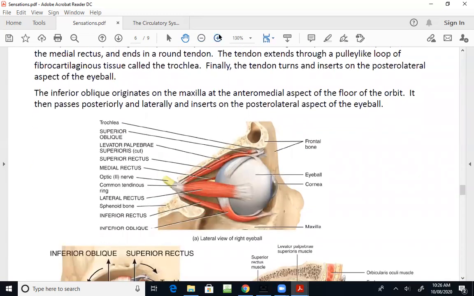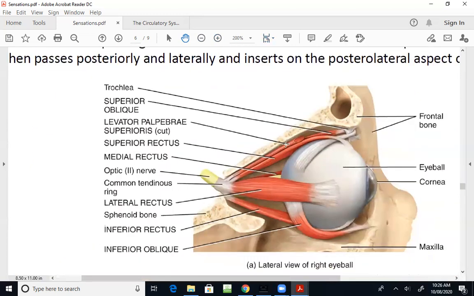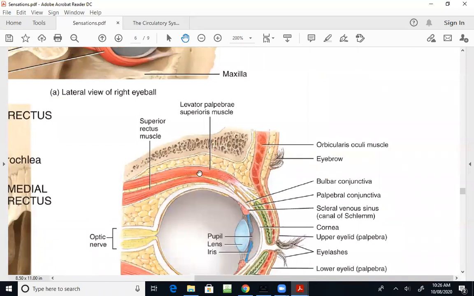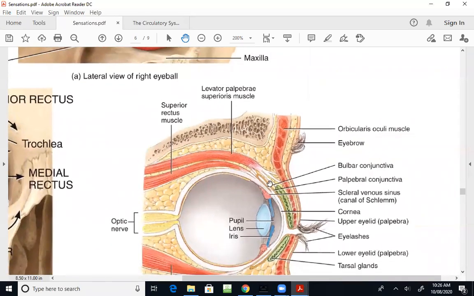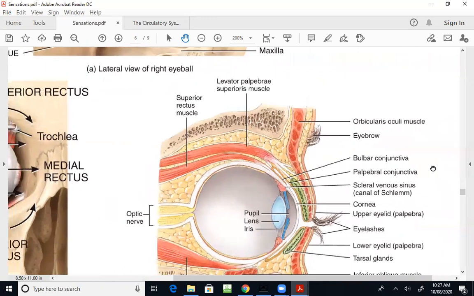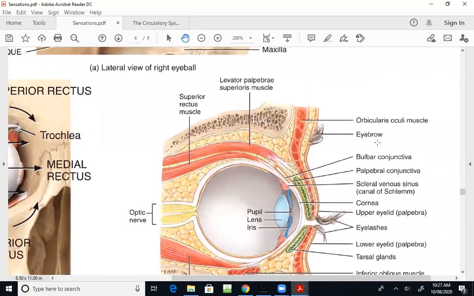Do not confuse this muscle with the levator palpebrae superioris, which is also something we just recently talked about and which I pointed out here on this picture. It helps you bring your eyelid open, your upper eyelid that is, so that we can see when we wake up in the morning or after we close our eyes.